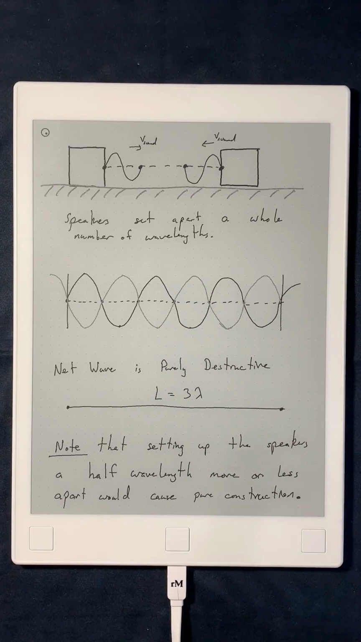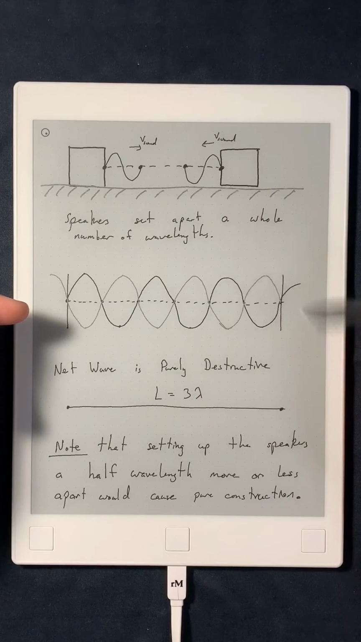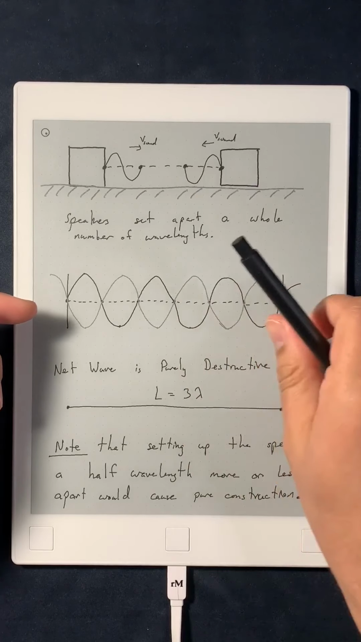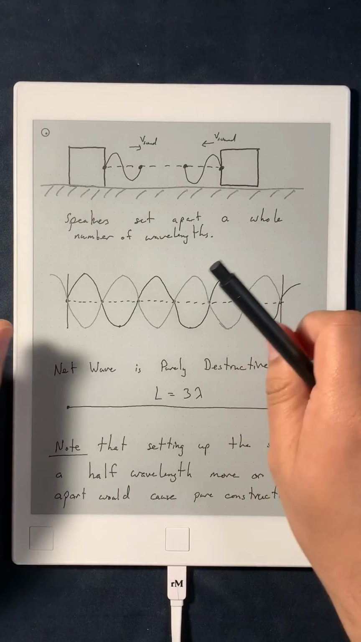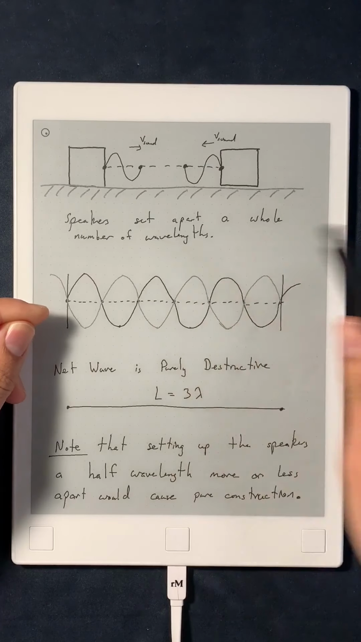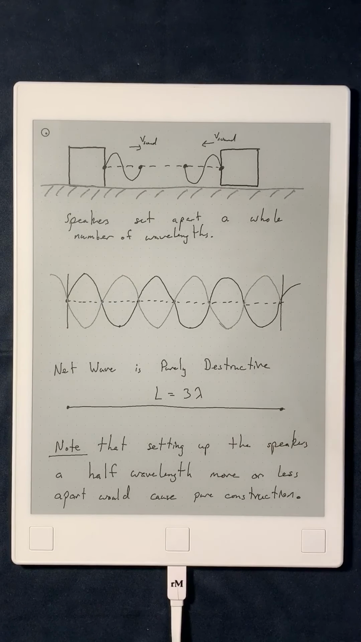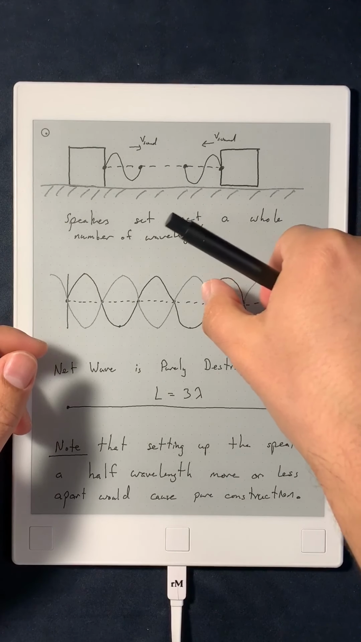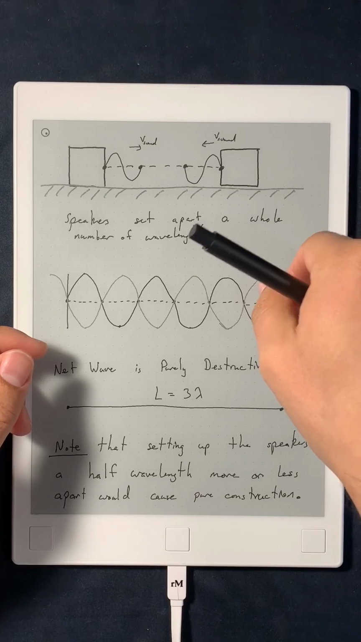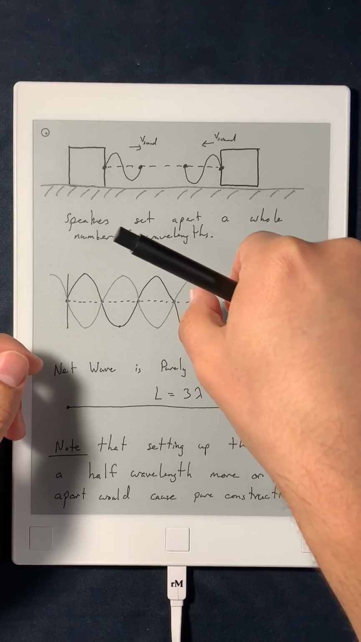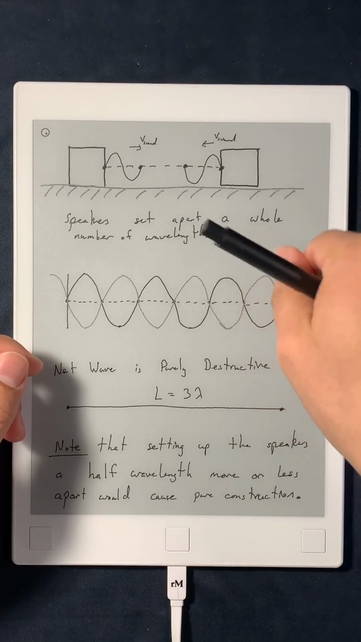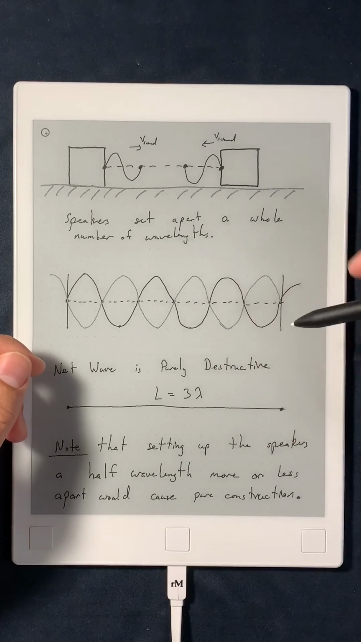Okay, so if you look at these waves, you can see, oh, what if we just shift one over? Or both a little bit over. It's easier if you fix one and you shift the other. So if you shifted, let's say, the right speaker here, over a quarter of a wavelength, that's a half a wavelength, you would get pure constructive interference.